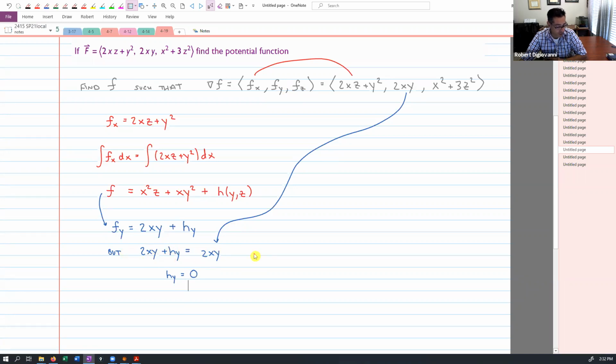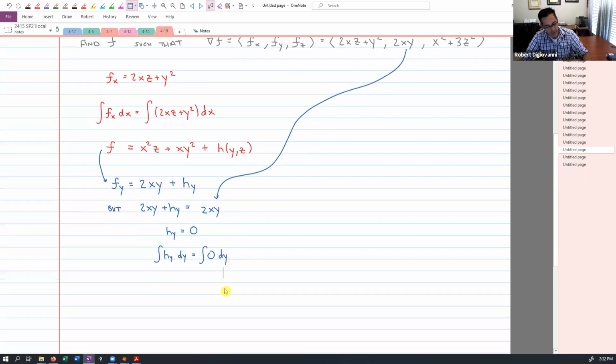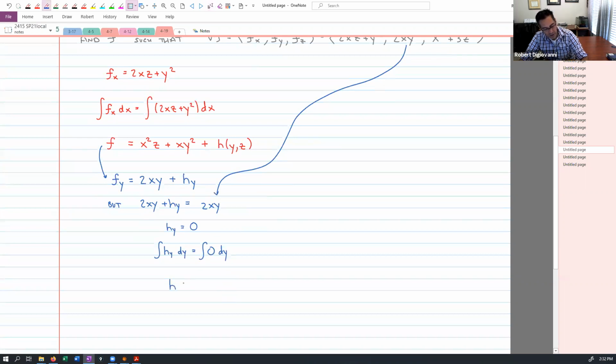Now I want to get what h is. So I integrate this with respect to y, integrate 0 with respect to y. The left side is h, and the right side, drum roll. Any constant. Any constant? What else could it be? I guess any constant and z. It could have a z in there also.